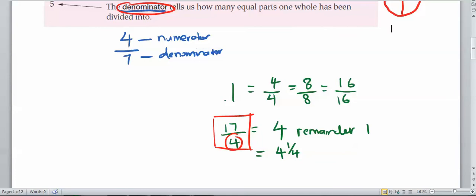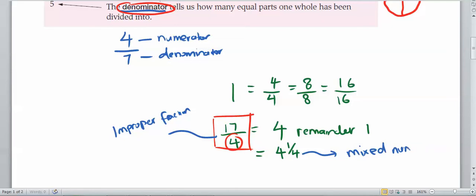Okay, so this here is an improper fraction because the numerator is greater. And this here is a mixed number, which is a combination of whole numbers and fractions, in which the mixed number, this thing here, this is a proper fraction because the numerator is lower than the denominator.